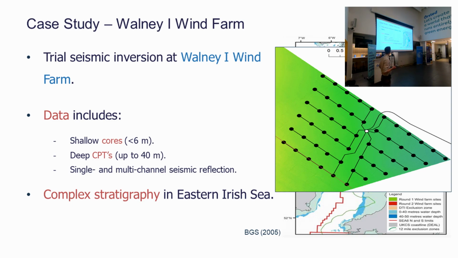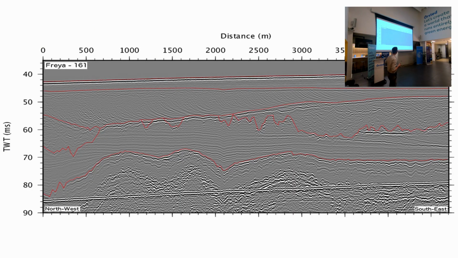So here's a site where we have some shallow cores, less than 6 meters, some deep CPTs, up to 40 meters below seafloor, and some single and multi-channel seismic reflection data. We're just going to focus on the single channel data here. But it's a site with very complex stratigraphy. Okay, so here we have one of the 2D single channel lines.